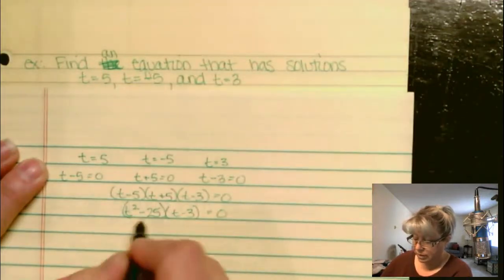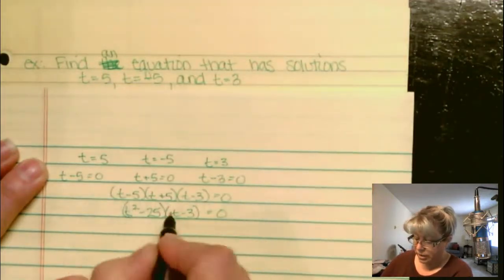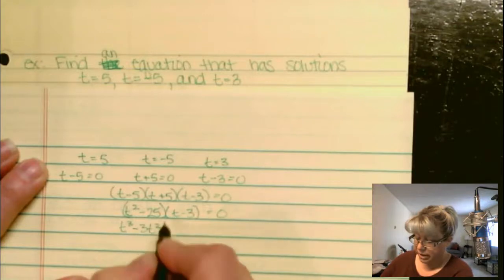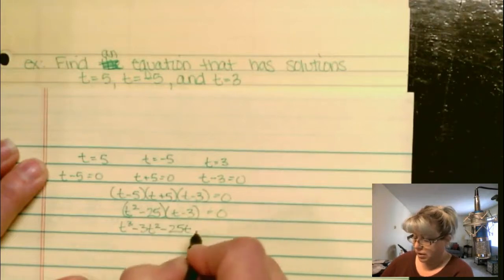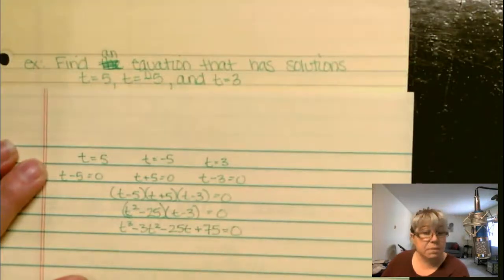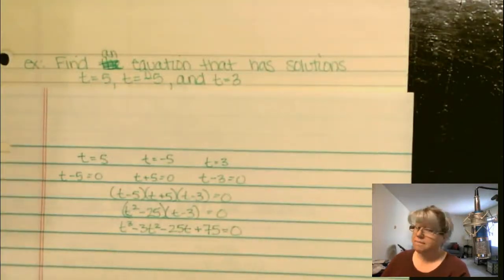Now I'm going to FOIL this. T squared times t is t cubed. T squared times negative 3 is negative 3t squared. Negative 25 times t is negative 25t. And negative 25 and a negative 3 is positive 75. There's my equation. Granted, there are lots of other equations that I could have found. I just used the one where each of those answers had the multiplicity of 1.